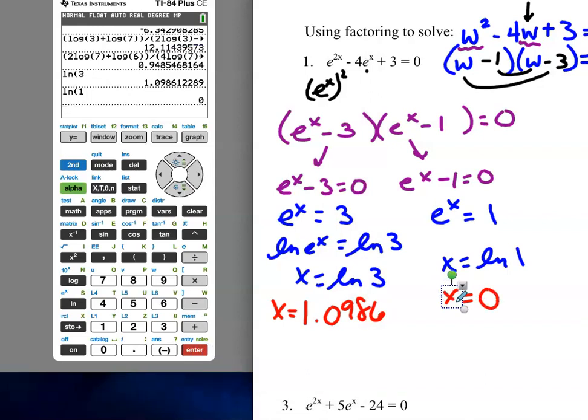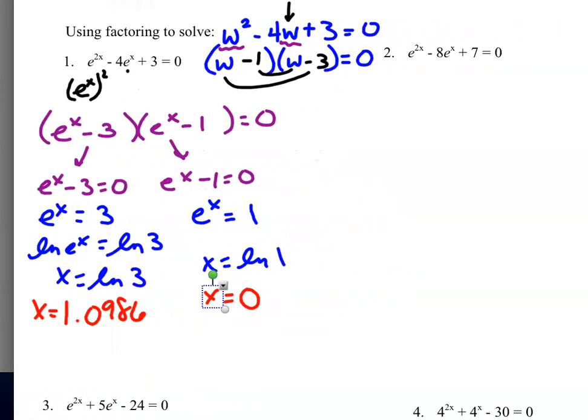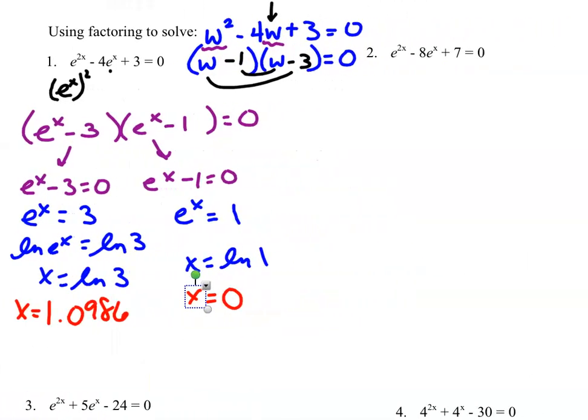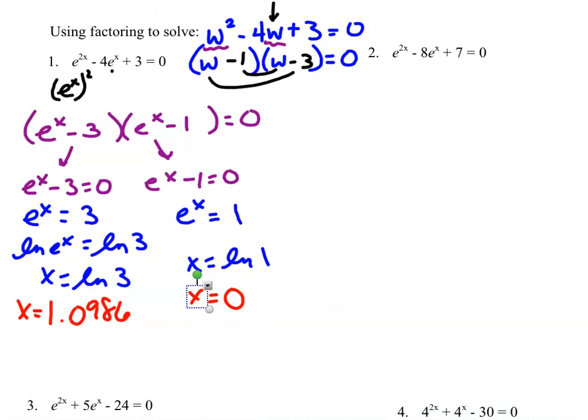So we end up with two solutions, a 1.0986 and 0. All right, let's try that same thing on this second one. Again, our e to the 2x, we want to think of it as e to the x being squared. So we're going to split it and put 1 in each factor.